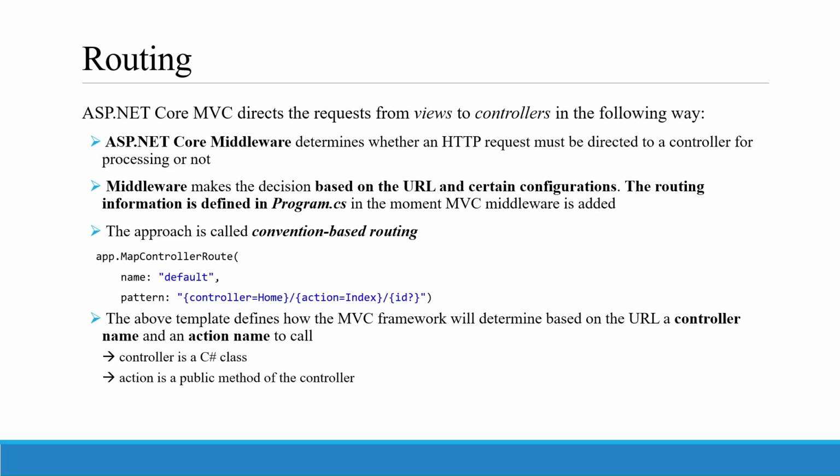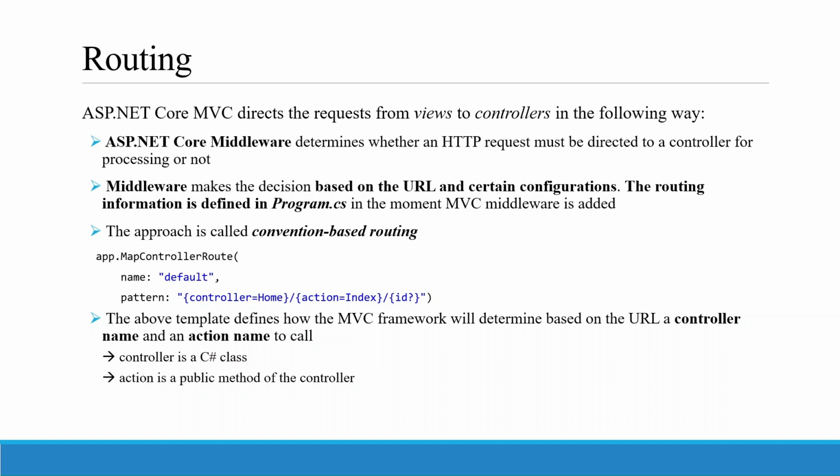ASP.NET Core MVC directs the request from the views to the controllers in the following way. We have middleware components that determine whether an HTTP request must be directed to a controller for processing or not. These middleware components are executed on each request. So every time we send a request from the views to a controller, the middleware components are executed. The middleware makes the decision based on the URL and certain configurations. So based on the format of the URL, the middleware components decide to which controller the request will be directed.